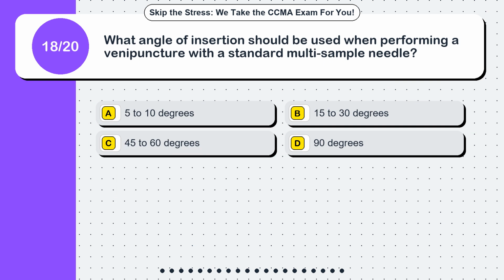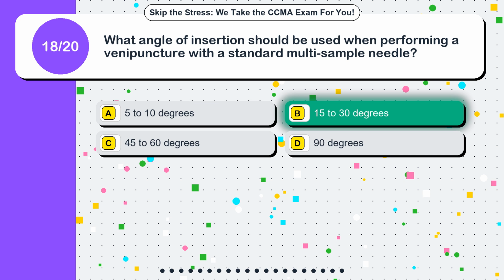Question 18. What angle of insertion should be used when performing a venipuncture with a standard multi-sample needle? Option A, 5 to 10 degrees. Option B, 15 to 30 degrees. Option C, 45 to 60 degrees. Option D, 90 degrees. The correct answer is option B. 15 to 30 degrees.